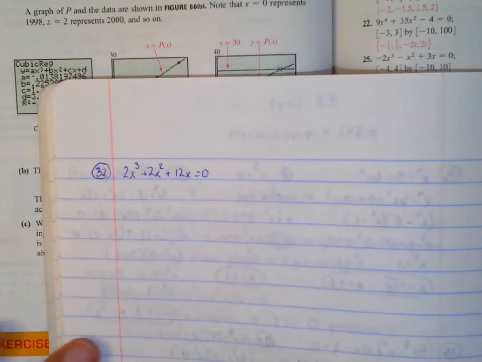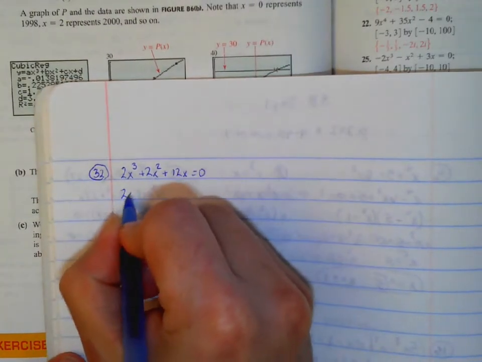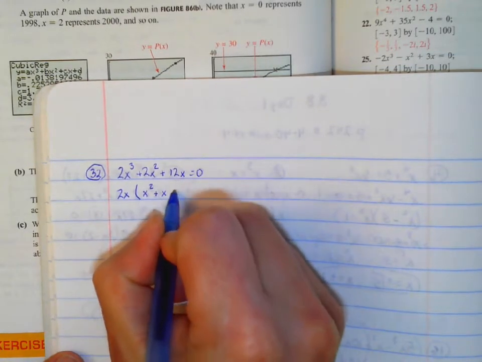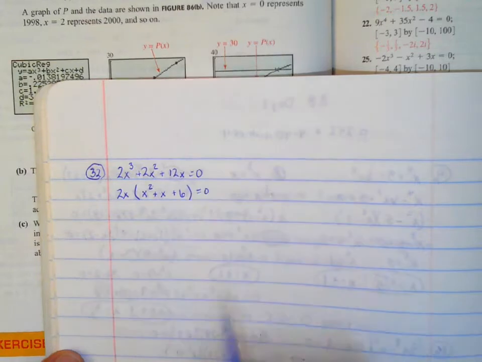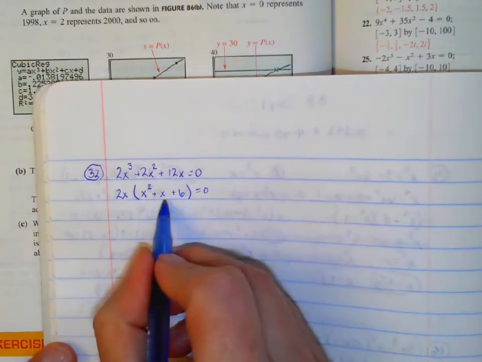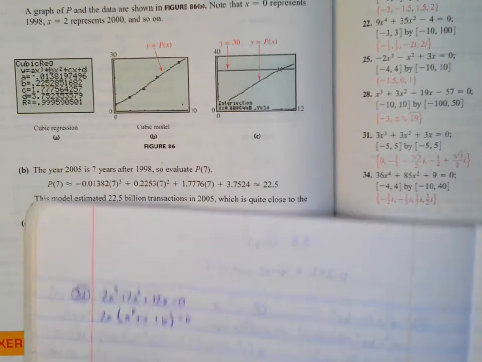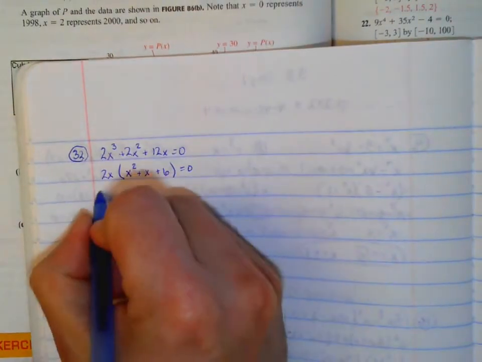Okay, with 32, I'm going to take out a greatest common factor of 2x, left with x squared plus x plus 6. Okay, that one will not factor. Make sure I write it down right. Yep, it does not factor. I can set this one equal to 0 though.